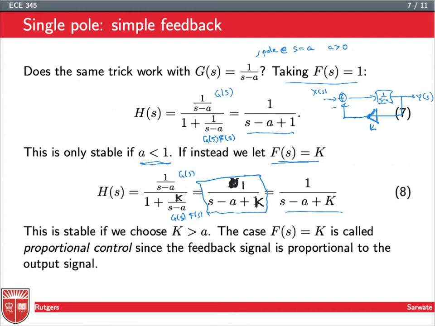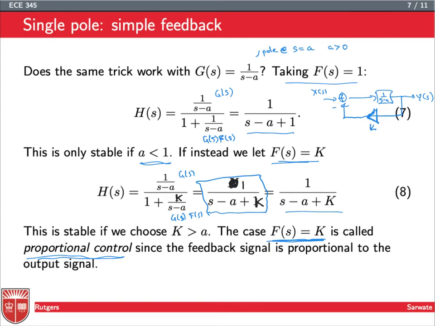And this case where I choose the feedback to equal some constant is called proportional control, because the feedback signal is just proportional to the output signal. So we'll see there are other types of feedback control where we take functions of the output signal, and we'll describe those in a minute. So what does this say?